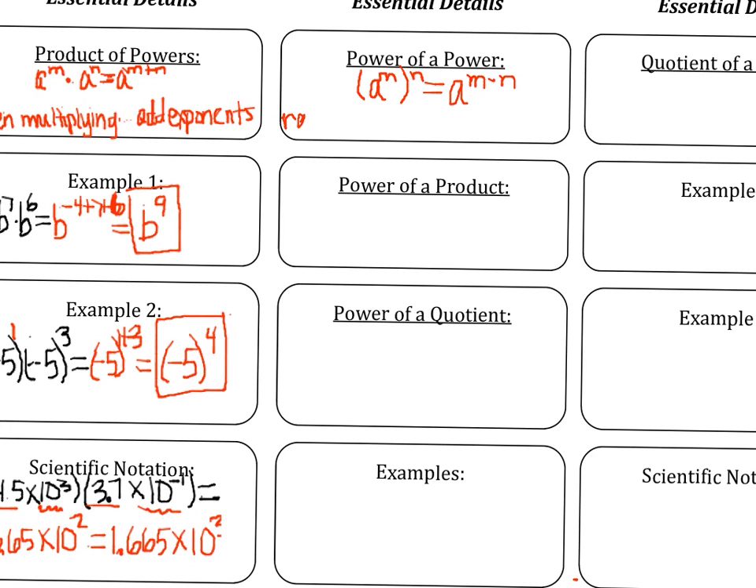If you raise an exponent, so I'll put exp for exponent, to an exponent, you're going to multiply. Whoa, that was a crazy line right there. Let me fix that. So we're going to multiply if we raise a power to a power. So here's my m times n. So we're going to multiply.